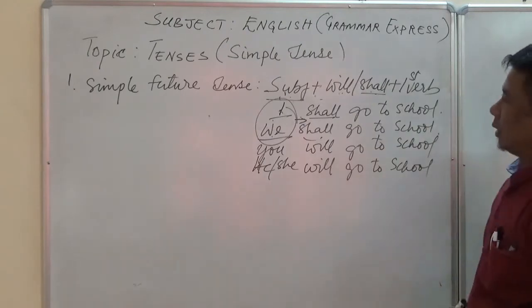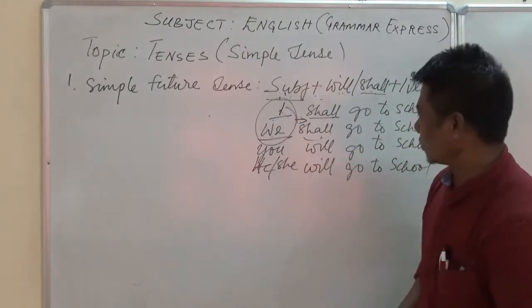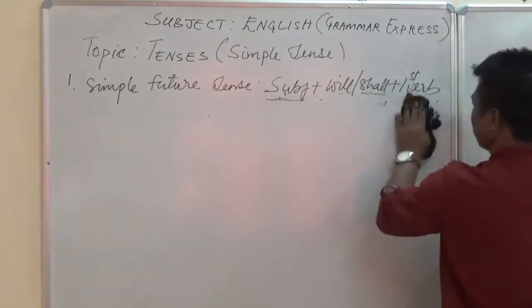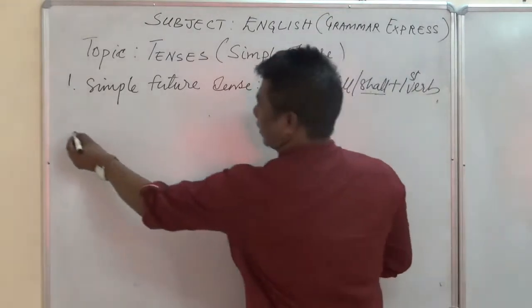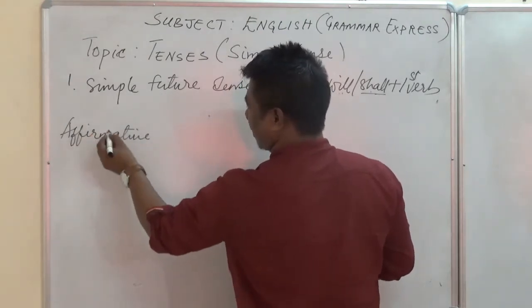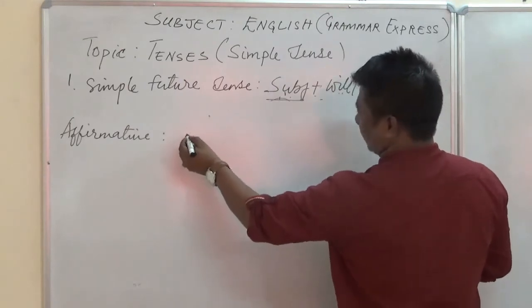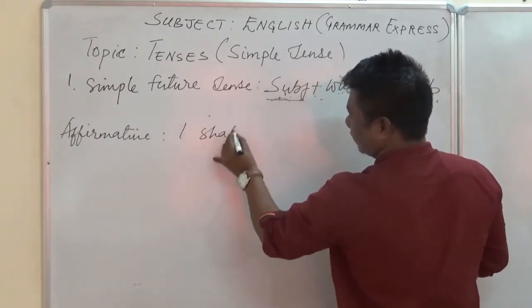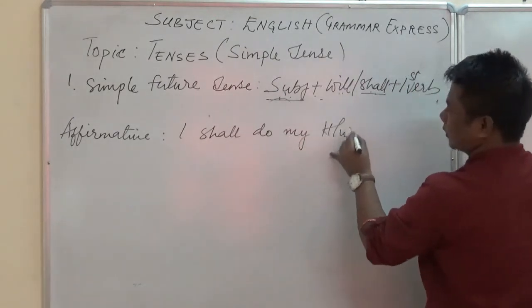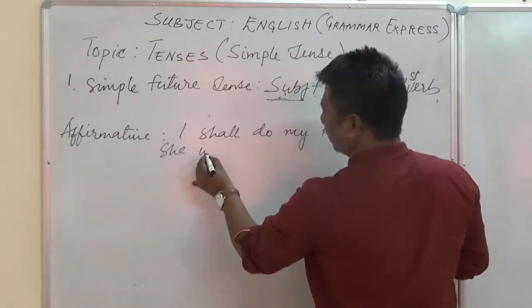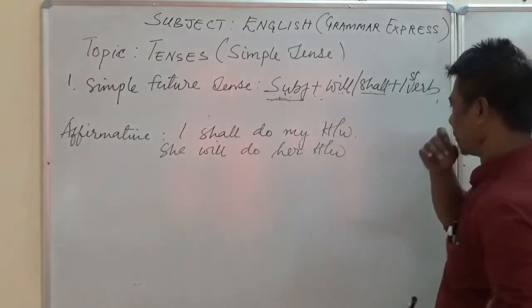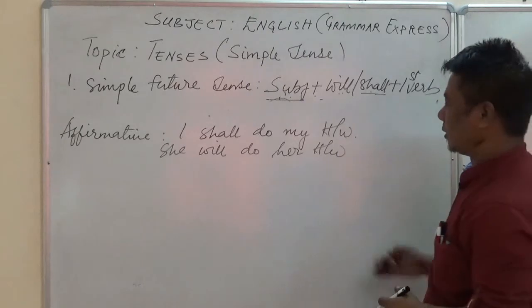Okay, this is the simple future tense. So, the affirmative sentence, the negative sentence, and the interrogative in the simple future tense as well. The affirmative sentence formula, for example: I shall do my homework, or she will do her homework. This is just an affirmative sentence.